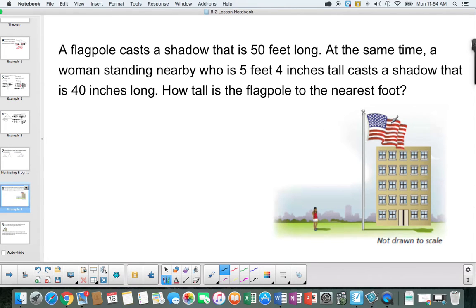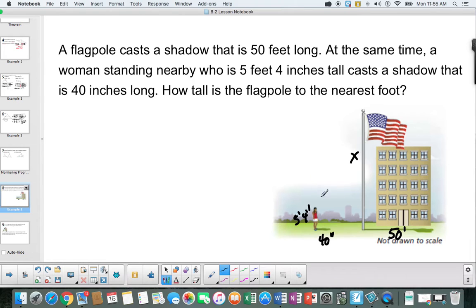It's a problem in which we are faced with a realistic situation. We have a pole. We have no idea how tall it is, but we do know its shadow is 50 feet. We have a girl who is 5 feet 4 inches, and her shadow is 40 inches. And we would like to figure out the height of the pole.